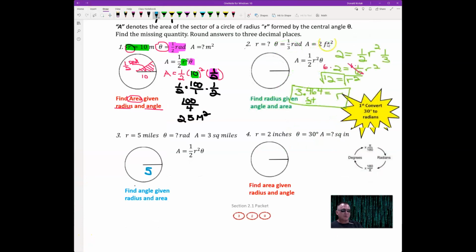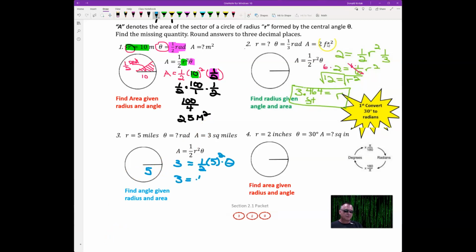Now we don't know what the angle is. We know what the area is. So this is a find the angle given the radius and the area question. I wrote this in blue because it's a different type of question than find the area and find the radius. This one is find the angle. So we start by substituting into our sector formula, and now we solve this for the variable theta.